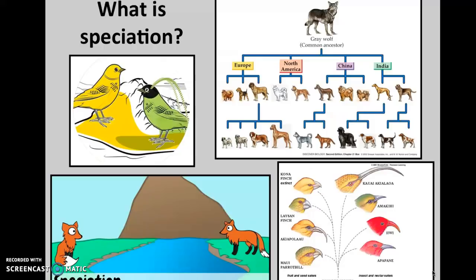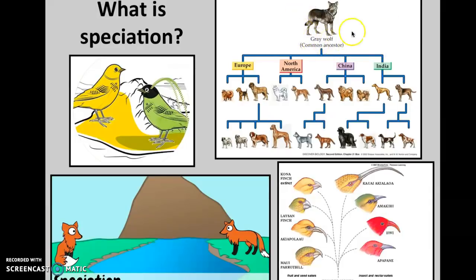All right, what is speciation? So in your notes, you need to be able to come up with an example or a definition of speciation. So speciation is how new, different species develop over time. Take a look at this picture up here. This shows, we know that current dogs have a common ancestor of the gray wolf.